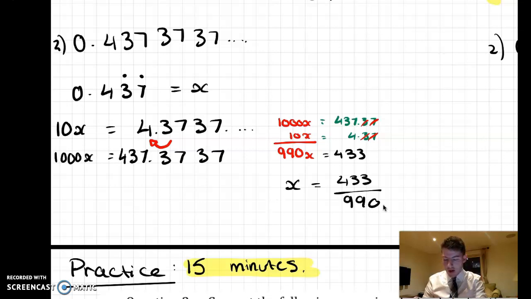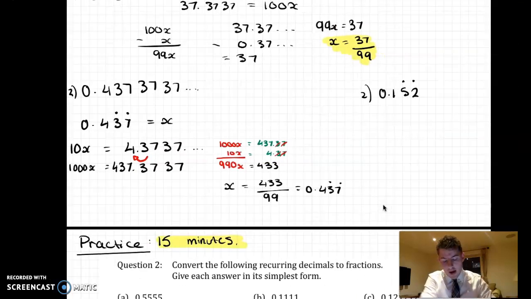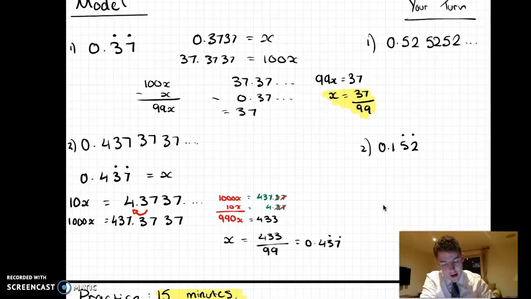433 over 990, you've guessed it, equals 0.437 recurring. Okay, copy those two models down and have a go at these questions here.